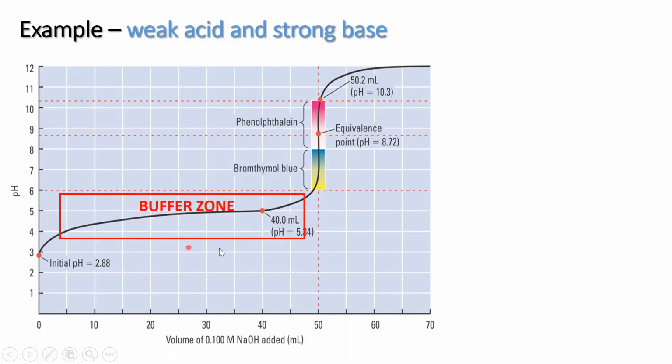This point on the graph is actually what's called the buffer region or the buffer zone. And anytime we have a weak acid being titrated with a strong base, there's always going to be a region where the pH really doesn't change much at all. And that's because during this point, there will be acid and conjugate base in the solution. There'll be a buffer, the buffer region. So we calculated the pH here. We calculated the pH here.